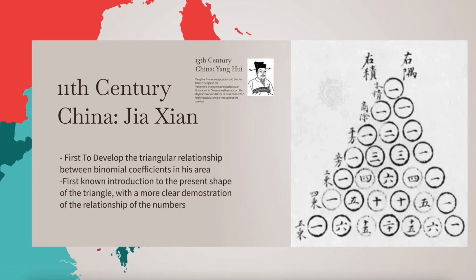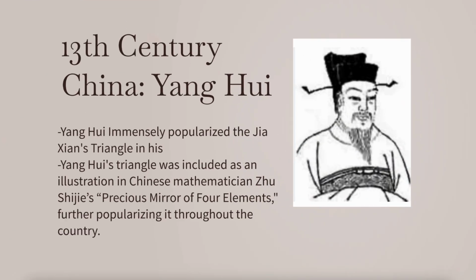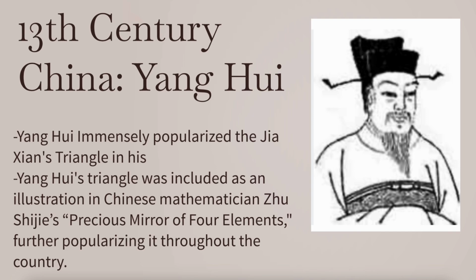Now, incredibly similar work was also being developed independently in China right around this time. The 11th century Chinese mathematician Jia Xian was the first man to develop the relationship between the binomial expansion coefficients and a triangular shape in his area. On a global scale, his impact was being the first to develop the modern shape of Pascal's triangle, which more clearly shows the relationship between the coefficients than previous triangles. Similarly to what occurred in Persia, his work was largely popularized by the 13th century Chinese politician Yang Hui. For this reason, many people in China still refer to this concept as Yang Hui's triangle.